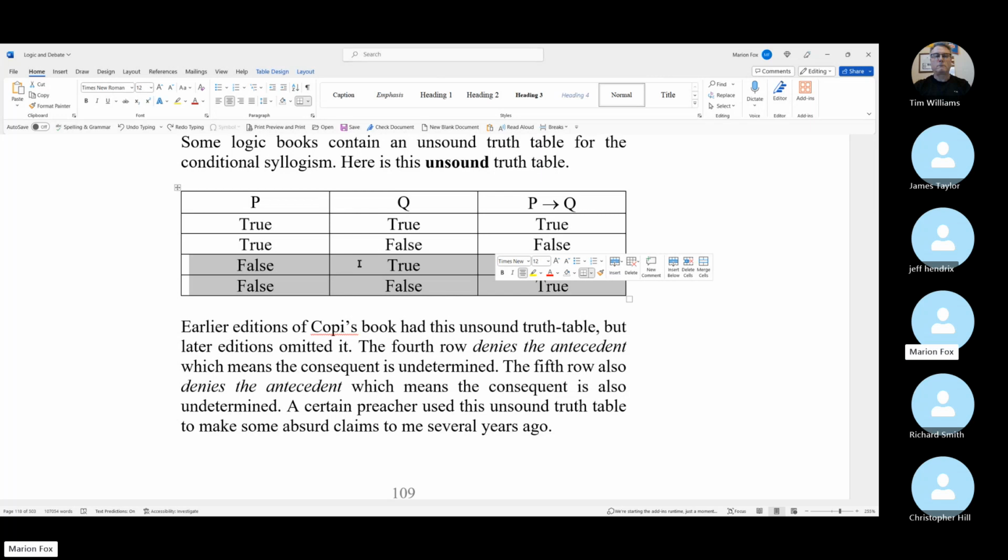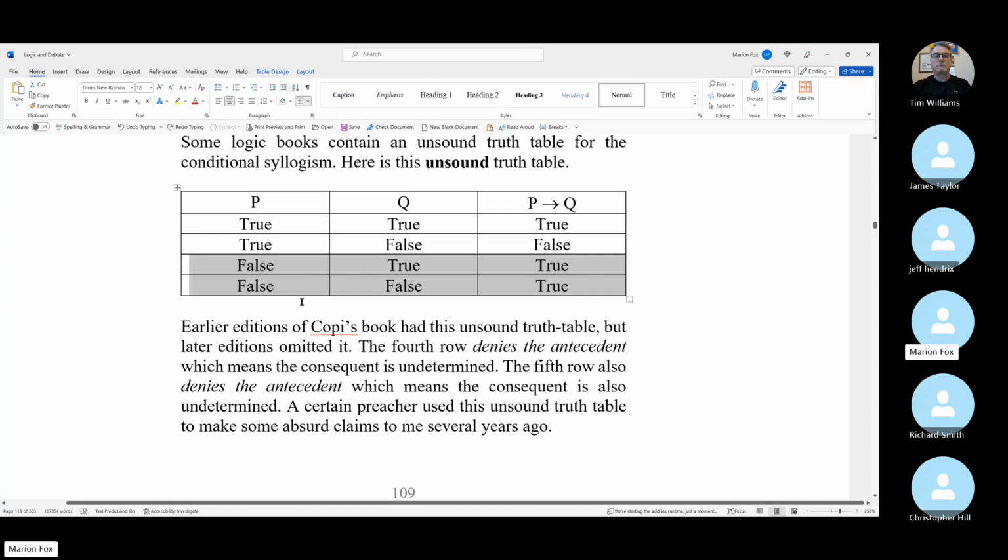Most of your logic books have taken it out now. All right. But electronic computers have been designed with this false truth table built into them. So they have a flaw in them. Okay. Any questions?